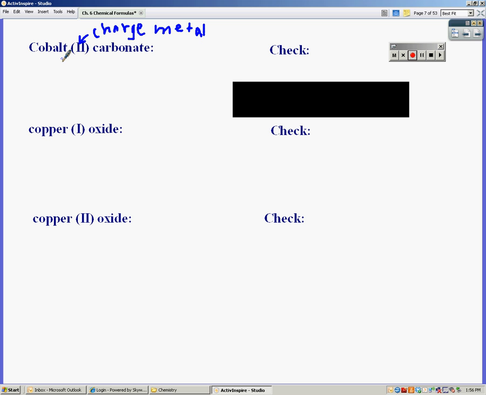Okay, so if I'm going to write the formula for this compound, I'm going to think about what's the symbol for cobalt, Co, and this tells me that it's a positively 2 charged element, or ion, and then carbonate. Again, it ends in ate, so that's going to tell me it's a polyatomic ion, and I'm going to look on the back of my periodic table and find that name. And you'll see that carbonate is big C, big O, subscript 3, and its charge is a -2.